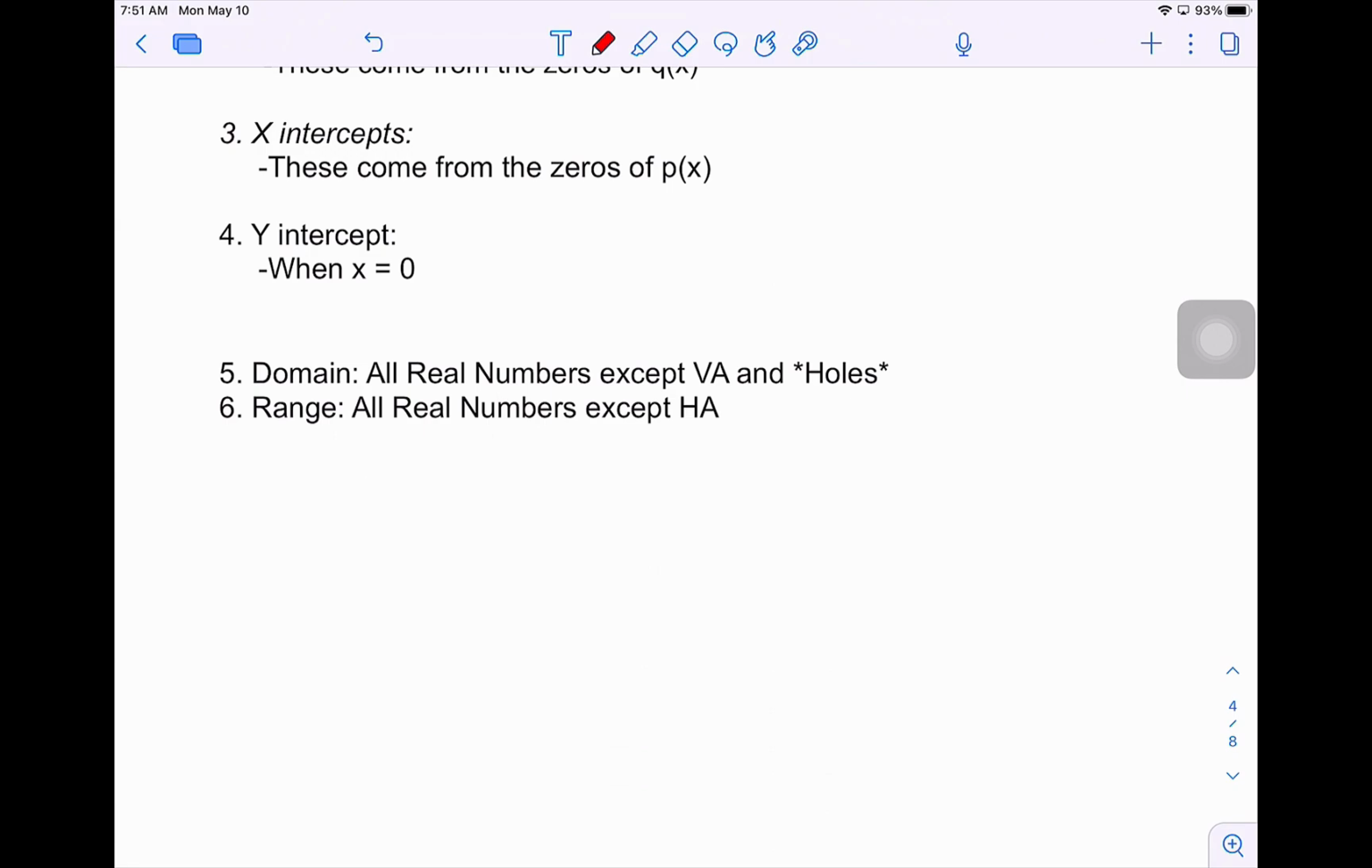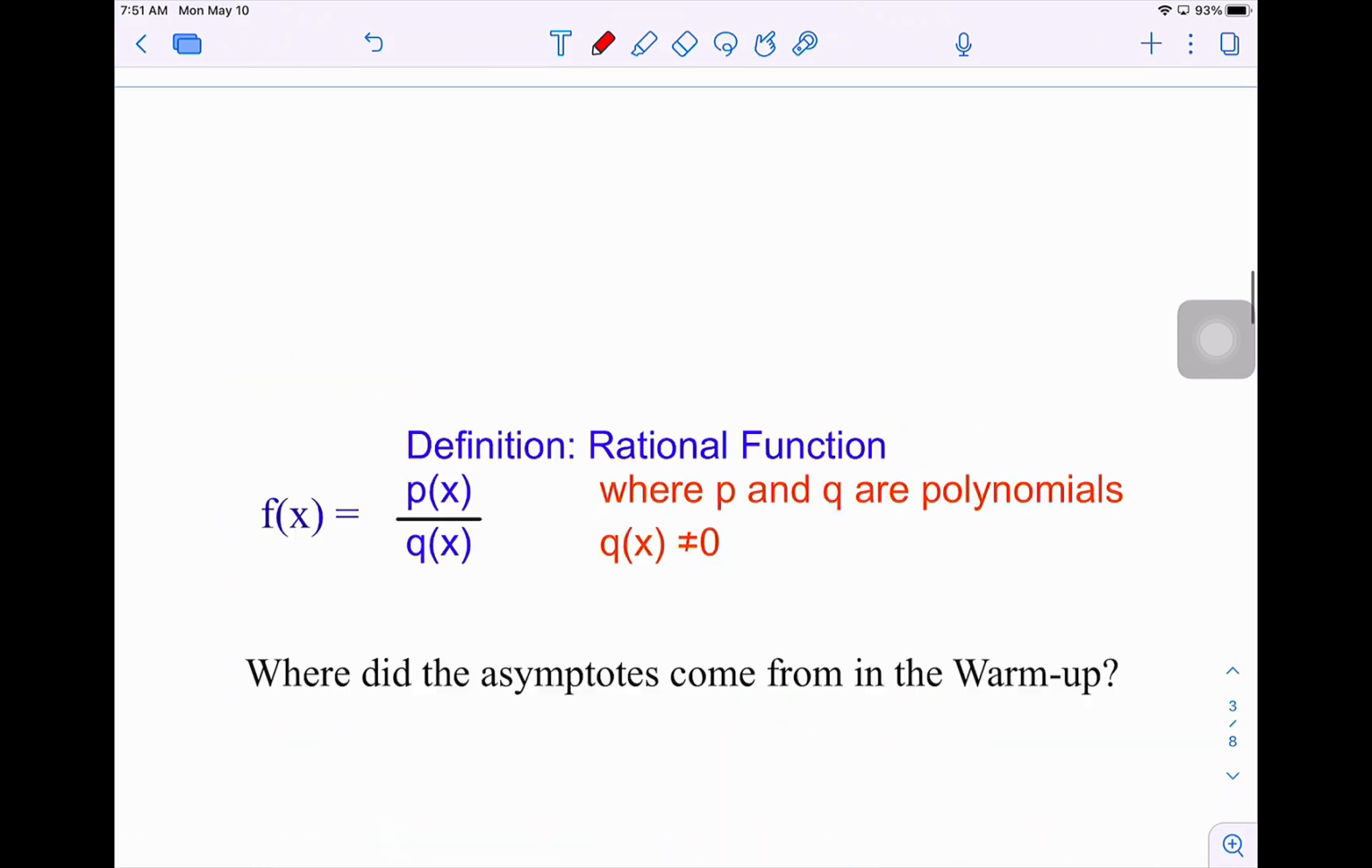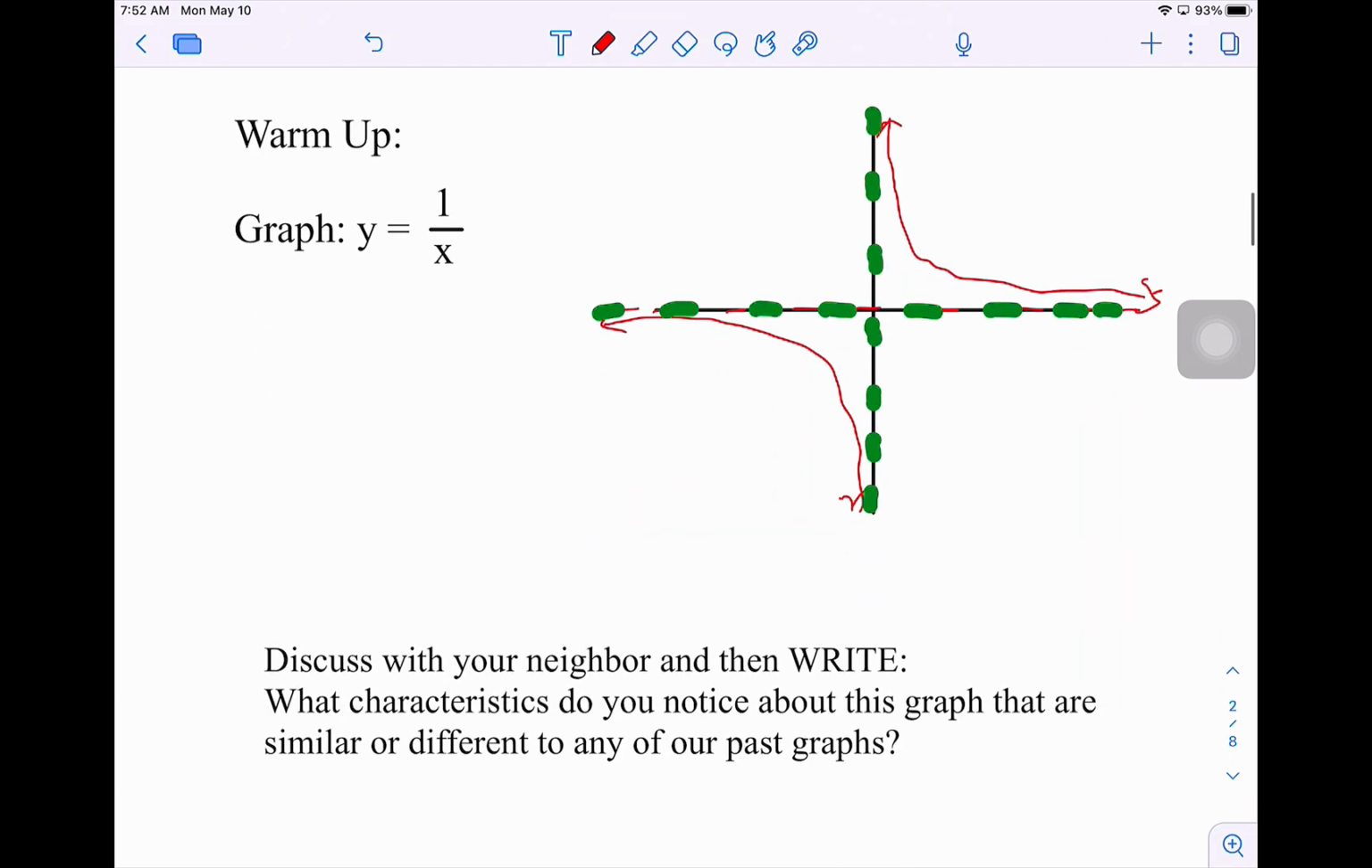Okay? The range, all y values. The only y value you won't have is wherever your horizontal asymptote is. So if you take a look back at the warm-up, the domain of this graph, we've got every value of x on our graph except x equals 0, because that's where our vertical asymptote is. If we look at our range, this goes down forever, it goes up forever. The only y value that does not come into play is where our horizontal asymptote is, y equals 0. That's the only y value that is excluded. Okay, so just a heads up.